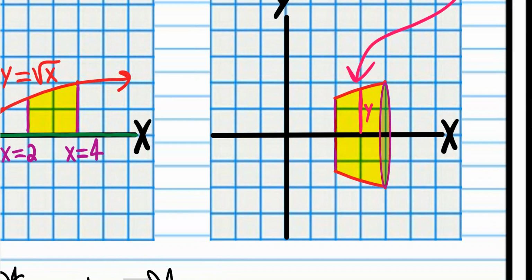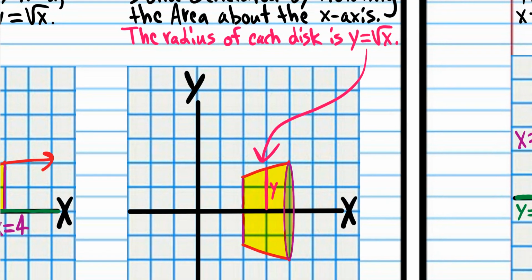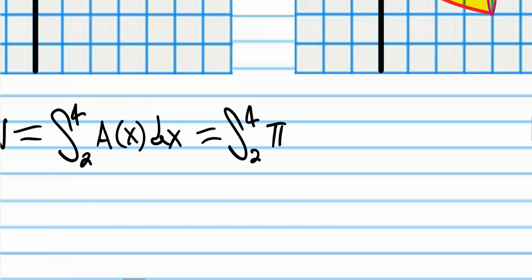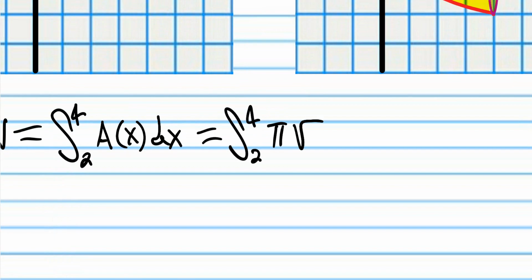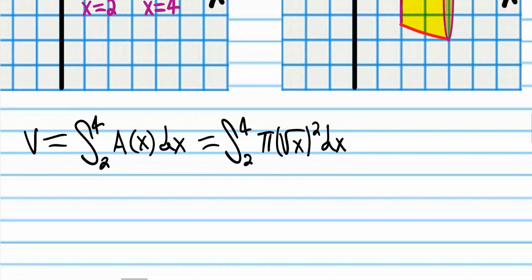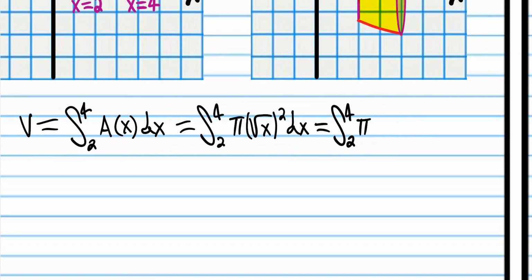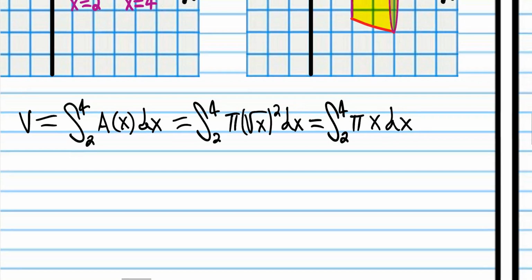So again, if you flip this over, you see when we rotate and create our solid, the radius of each cross-section is root x. So we plug in root x, and of course we have to square that because the area of a circle is pi r squared. So then we find our answer, and then we're done. So that was pretty easy. Squaring the square root of x just does the opposite, so it just gets rid of the square root.